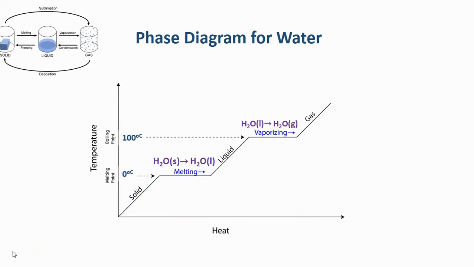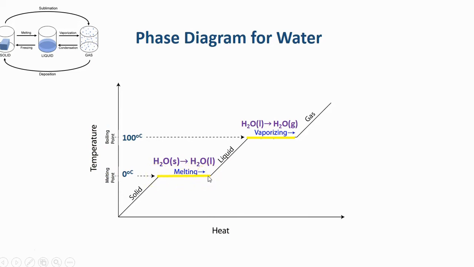So now let's focus on these flat regions right over here. So this is where our phase changes occur. So right over here we have solid water turning into liquid water, and that's undergoing melting. Right over here we have liquid water turning into gas, and that's undergoing vaporization. Right? So there's a couple things to notice at these flat regions right over here. The first thing is our temperature is not increasing. So the temperature is staying constant.